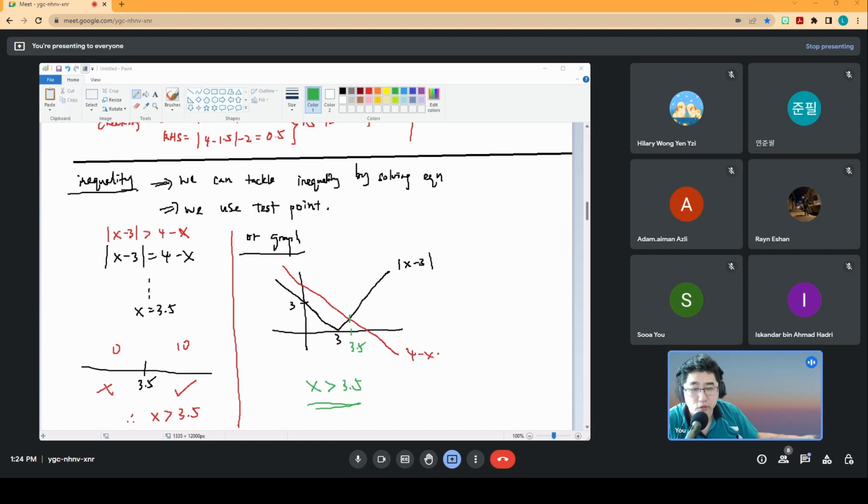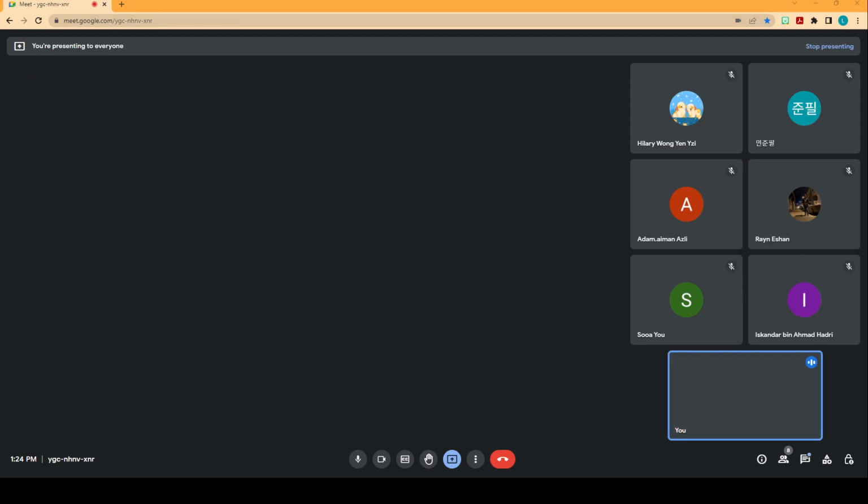So far so good. Is it too difficult? Yes, graph would most likely always be the easiest approach for most of these questions, correct? Provided students know how to do the graph. Okay. Yeah.